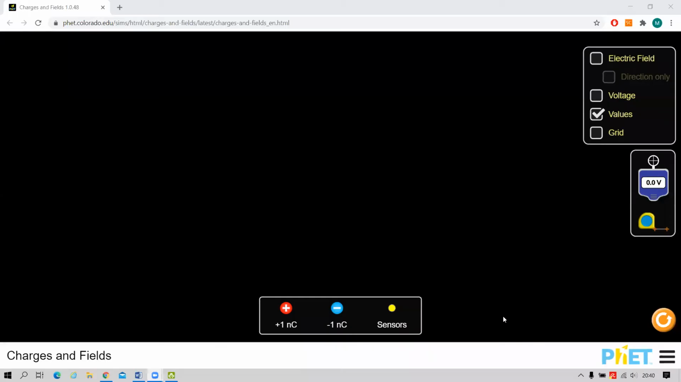This is your simulation. This is your playground. There are two charges, plus charge and minus charge. They are at the unit of nanocoulomb, and 1 point charge is 1 nanocoulomb.